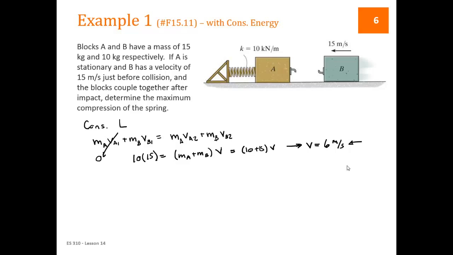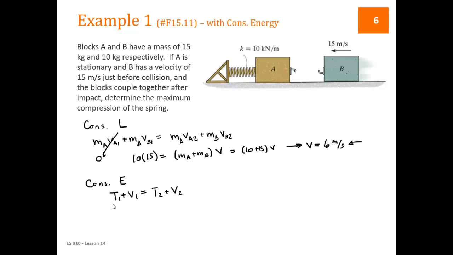Now that we have the final velocity, we're going to move into the conservation of energy section. Think back to last chapter: we've got something moving initially and there's no potential energy. Eventually it comes to rest, so there's no kinetic energy, but there is potential energy because we've compressed the spring. So we have T1 plus V1 is equal to T2 plus V2. There's no gravitational potential energy involved because we're staying horizontal.